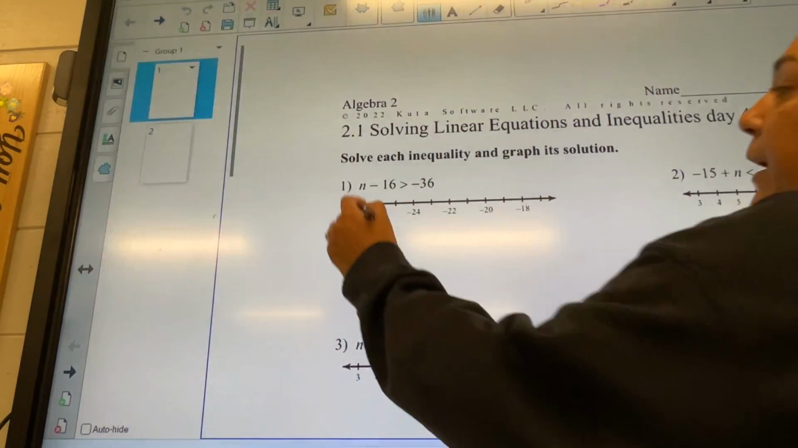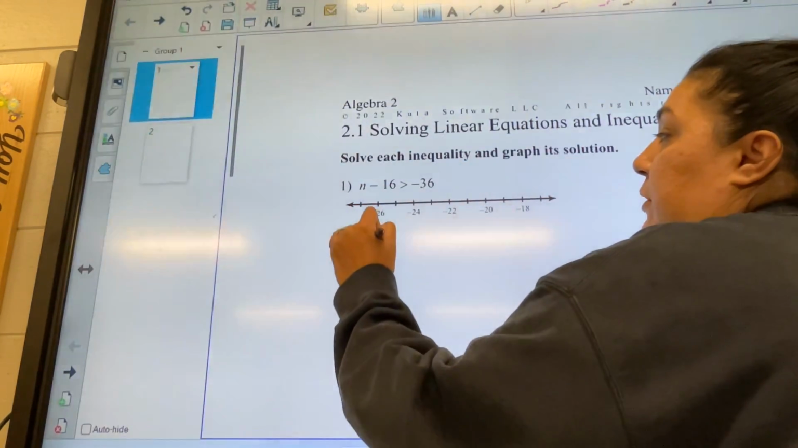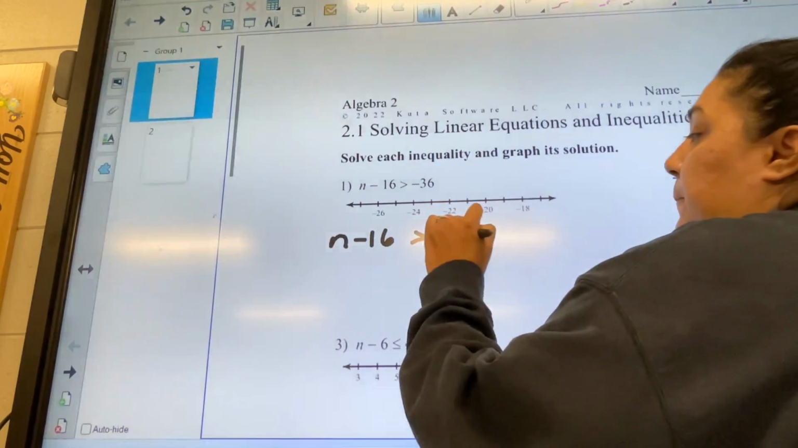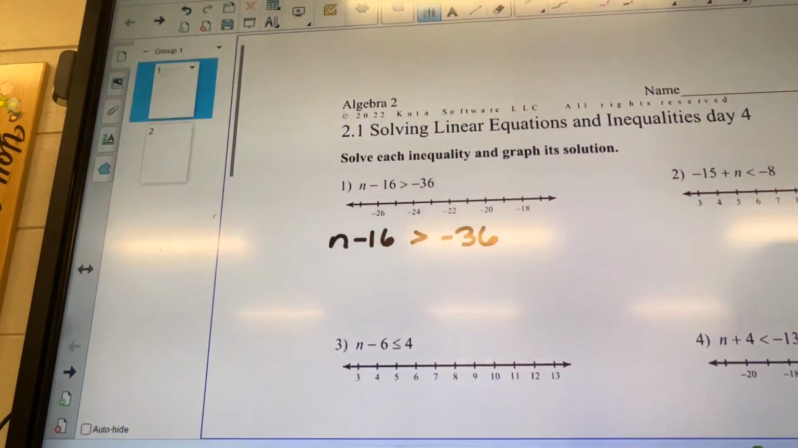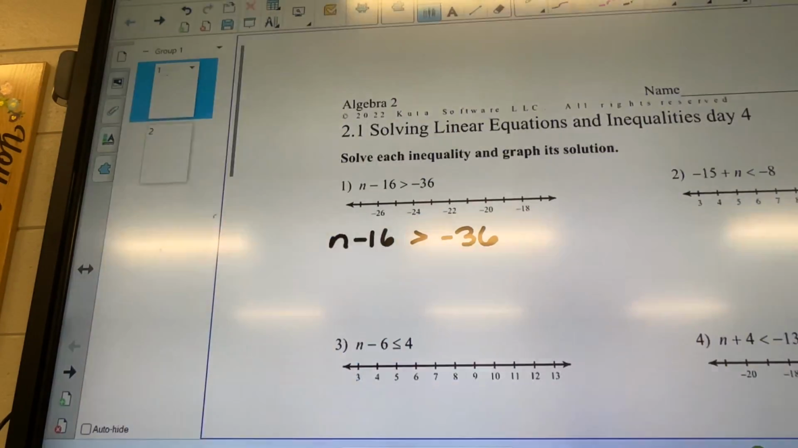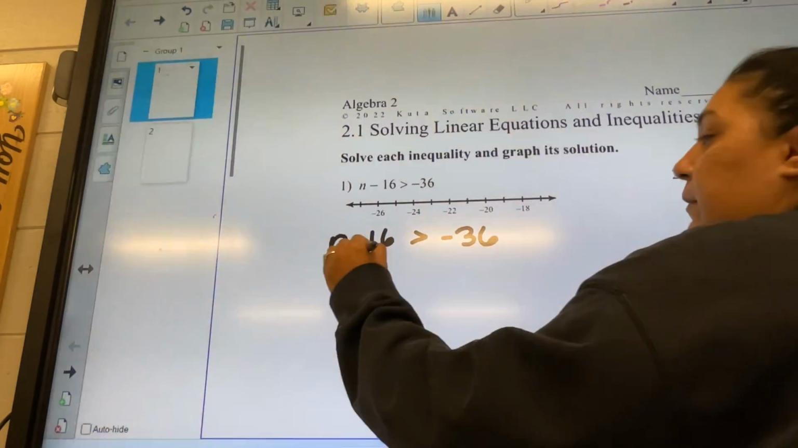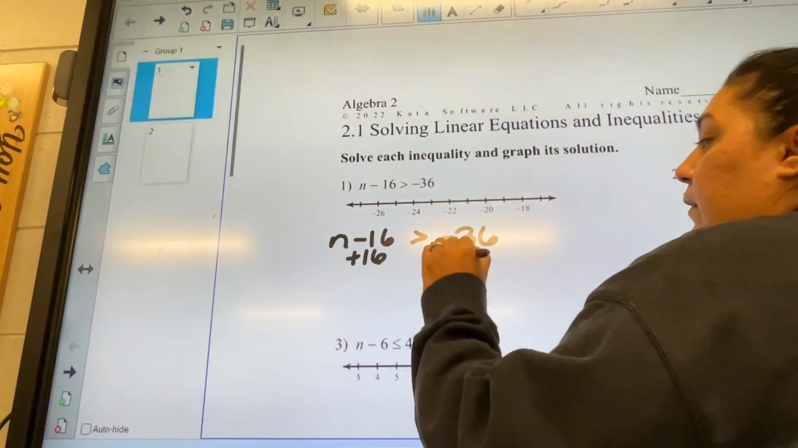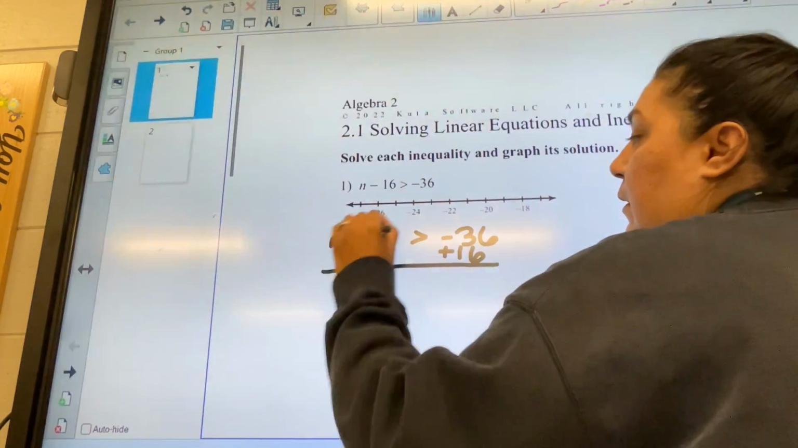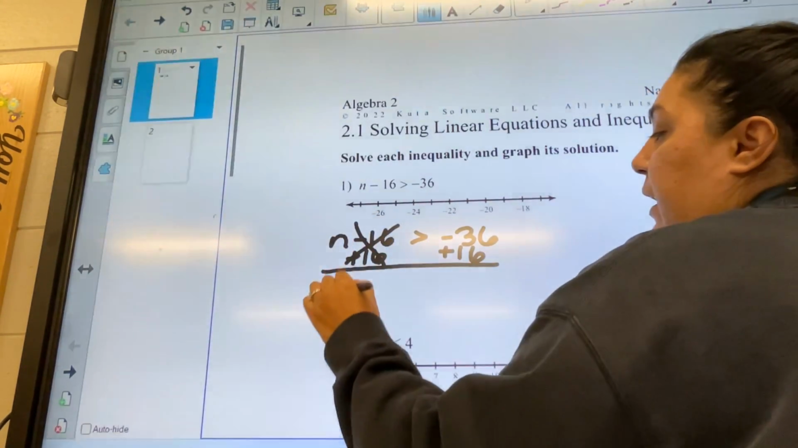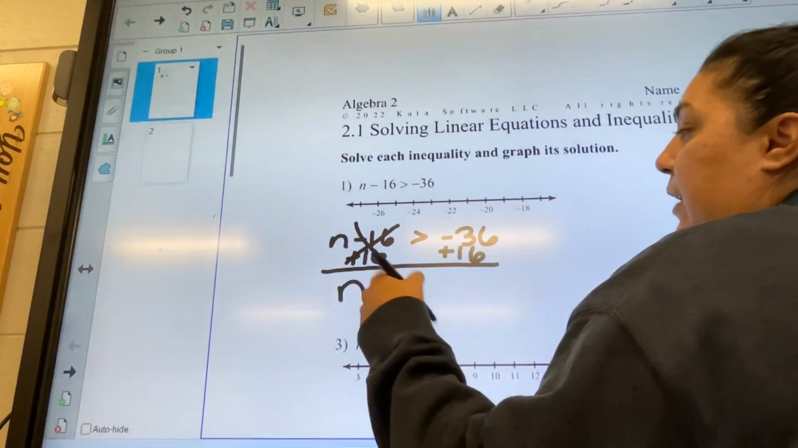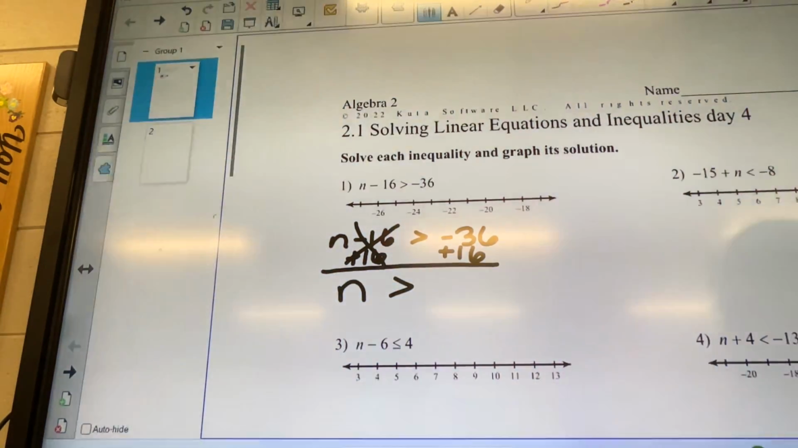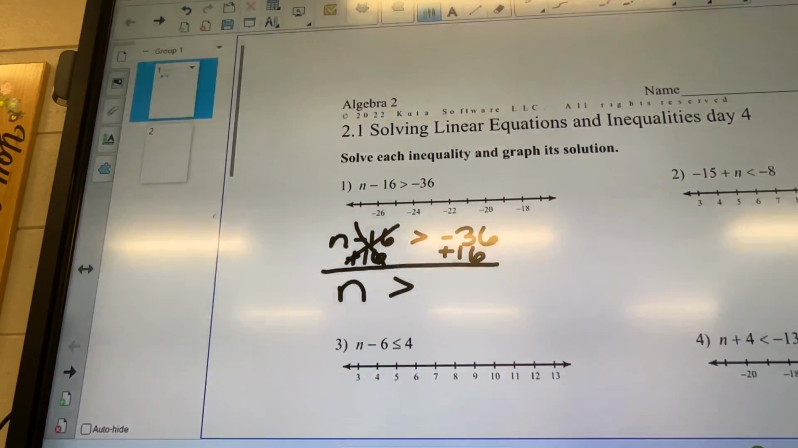Okay, so we start by writing this. I'm going to write it down here just for space-wise. Okay, so how do I get n by itself? Who needs to move? Plus 16 on both sides. Okay, and so we get n, the alligator mouth. What is negative 36 plus 16? Negative 20.